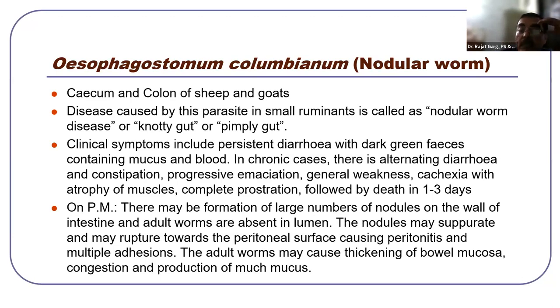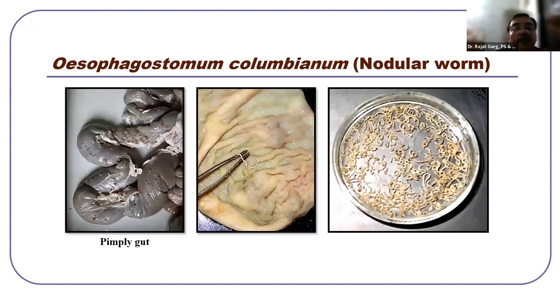And these nodules, if they rupture towards the peritoneum side, can result in peritonitis, or they can also result in marked adhesions. So these are the photographs of Oesophagostomum, the nodular worm. You see the first photograph, the pimply gut. You see the small nodules present on the outer wall of the small intestine. These all look like pimples, and this is why the disease is known as pimply gut.